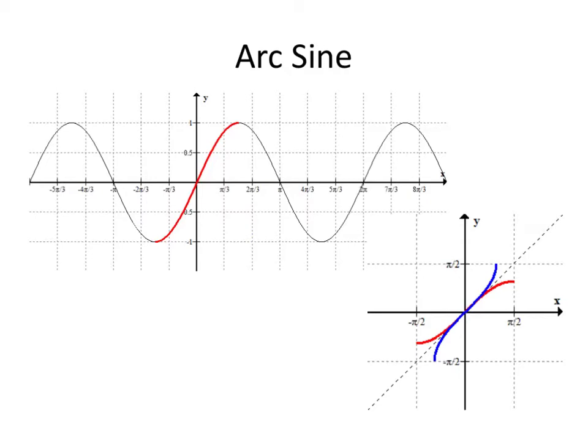We can do the same thing looking at the sine graph. So here's sine graphed in black. In red, I'm showing the interval from negative pi over 2 to pi over 2. This is how we get that one-to-one function. I've taken and graphed that red section here, and it's graphed in blue here. So as you can see, it's still reflected over this particular line. The restriction on the domain here is from negative pi over 2 to positive pi over 2.